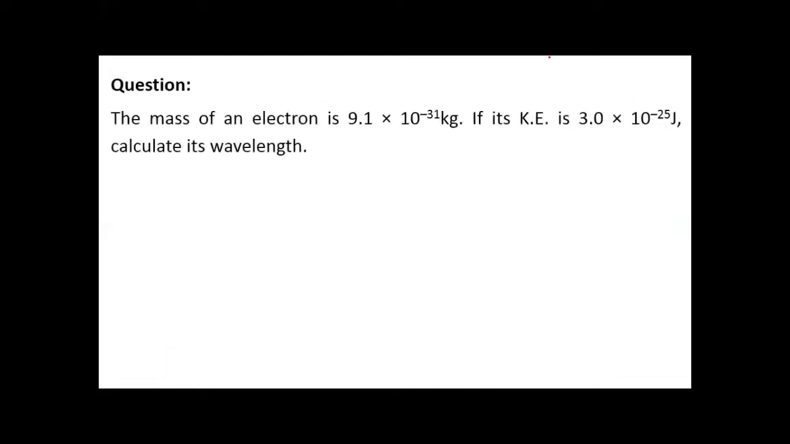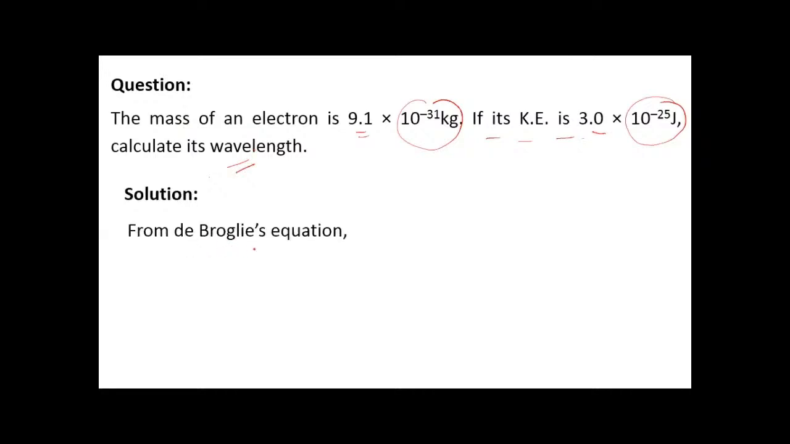Now we will solve our numerical here. The question is, the mass of an electron is 9.1 into 10 to the power minus 31 kg. If its kinetic energy is 3 into 10 to the power minus 25 joule, calculate its wavelength. Okay, we solve the question. First, from the de Broglie equation we know the relationship that lambda is equal to h upon mv.